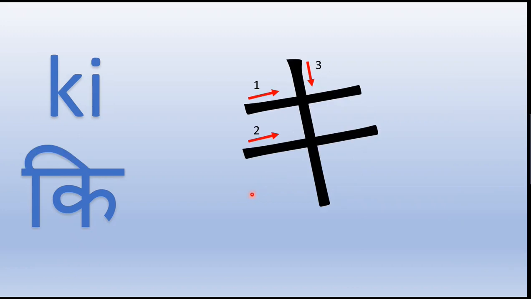Then we have ki. So here we have three slanting straight lines. The first line like this, the second line like this, and the third line like this, vertical but slanted from left to right. The slant is from left to right and it is vertical, while the other two are again from left to right but horizontal.